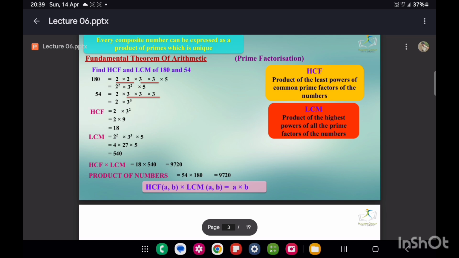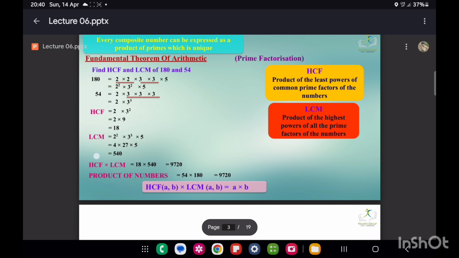Then come to the LCM. For the LCM, we have to take all the prime factors with the highest power: 2 power 2 into 3 power 3 into 5. 5 has power 1, so we have to take that also. If you multiply, 2 twos are 4, 3 threes are 9, 9 threes are 27, then 5 power 1 means 5. So we will get the LCM as 540.